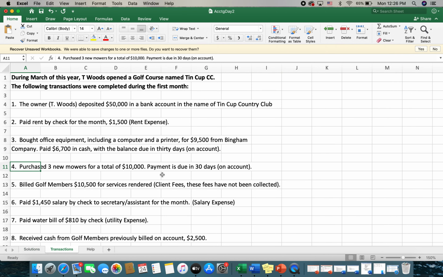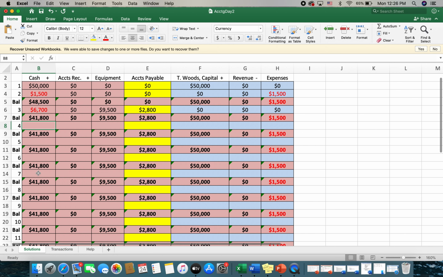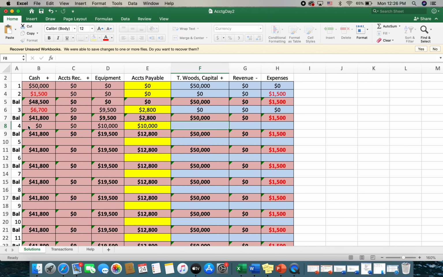Purchased 3 new mowers for a total of $10,000. Payment is due in 30 days. Again, you'll see this on account, same as the other one, a credit transaction. So we've not paid for this yet, right? No cash changed hands. What did we gain? We gained 3 mowers valued at $10,000, so that's $10,000 in equipment. What did we lose? We didn't lose anything. Did we take on any debt? Yes, we took on $10,000 worth of debt. Did we pay down any debt? No, we did not pay down any debt. Increase debt, increase equipment. That's it. We went to the store, put it on our credit card. We're going to have to pay that amount off.